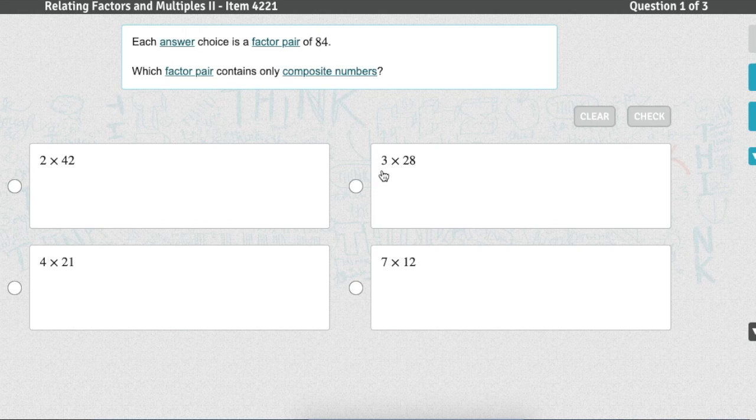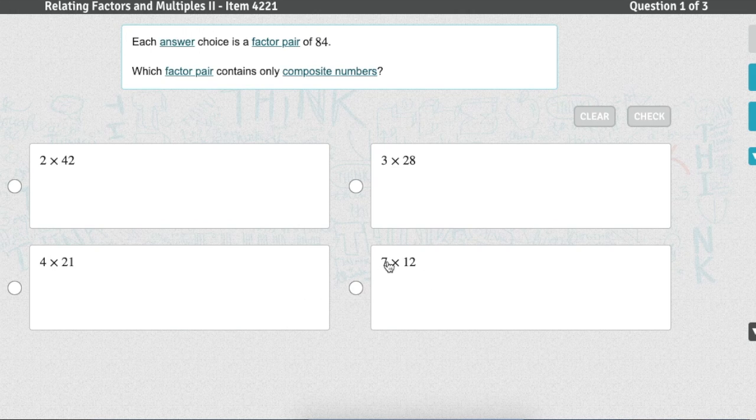3 is also prime. You can only divide 3 by 3 and 1, so you can't go any farther with that one. 4, though, you can divide by 2, and 21 you can divide by 3 and 7, which means that these both are composite numbers. They're both divisible by things other than 1 and themselves. 7, on the other hand, is a prime number because you can only divide it by 7 or 1. Although 12 is composite because we talked about that one already.